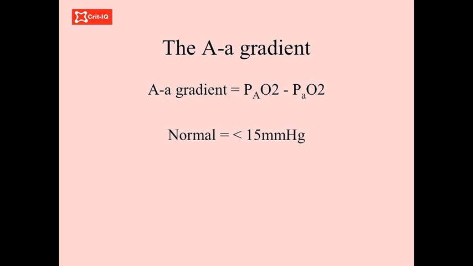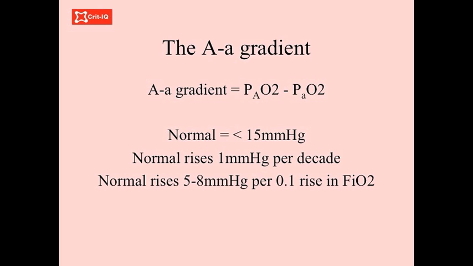When measured on room air at sea level, a gradient of greater than 15 millimeters of mercury is considered abnormal, indicating the presence of altered gas exchange. The normal AA gradient rises with age, at the rate of 1 millimeter of mercury per decade of life. The normal AA gradient is also dependent on the concentration of oxygen inspired. The normal range increases by 5 to 7 millimeters of mercury for every 10% increase in the inspired oxygen.